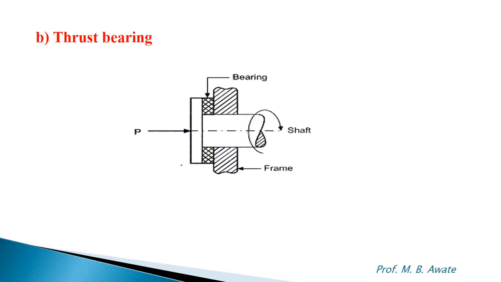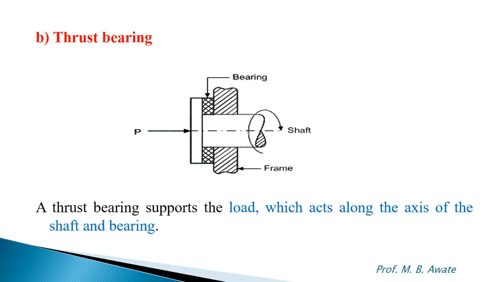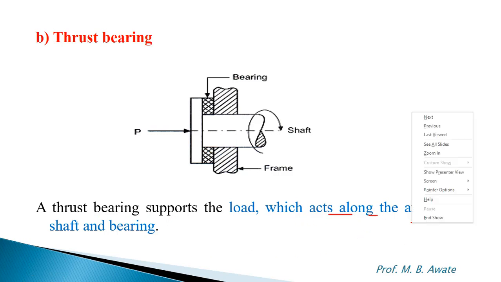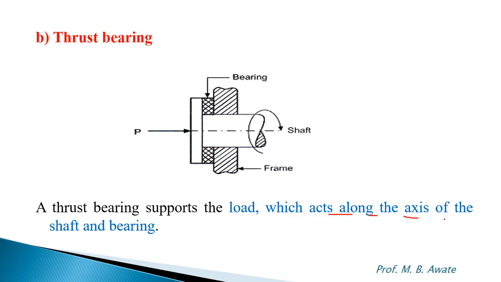So I will define the thrust bearing like this. The thrust bearing supports the load which acts along the axis of the shaft and bearing. So this is called a thrust bearing. So this is our second head.